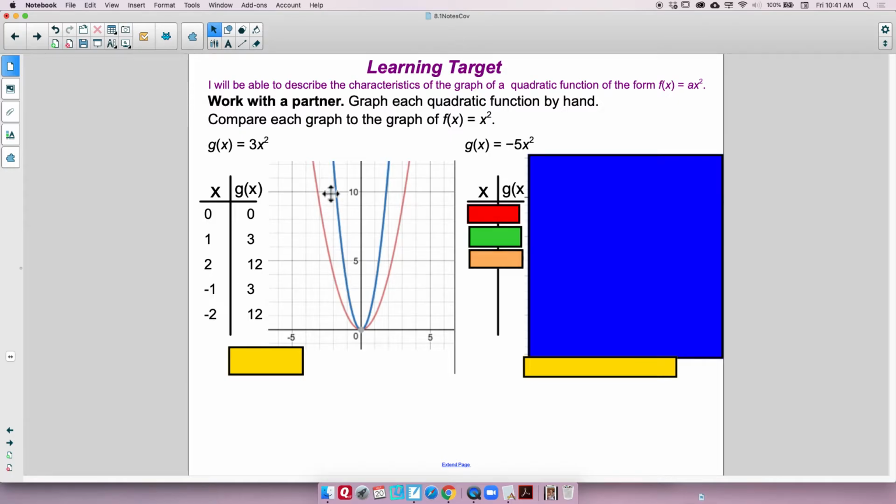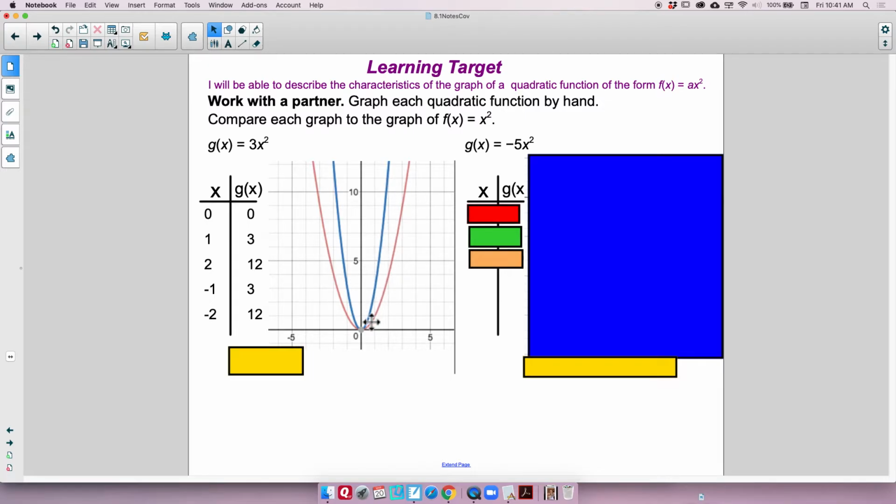you're going to get a graph that is in blue here. So you can see (0, 0), (1, 3) is right there, (negative 1, 3) would be right there, (2, 12) is all the way up here, or (negative 2, 12) is up there, and positive 2, 12 is up here. The red is what our parent function is, the f of x equals x squared.